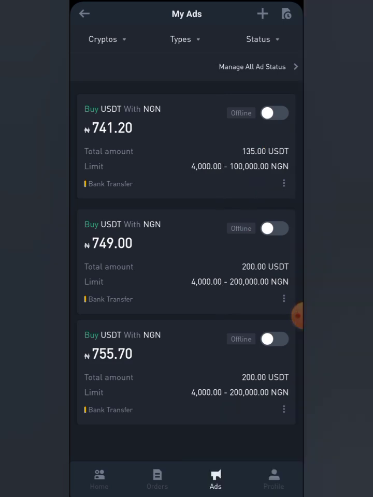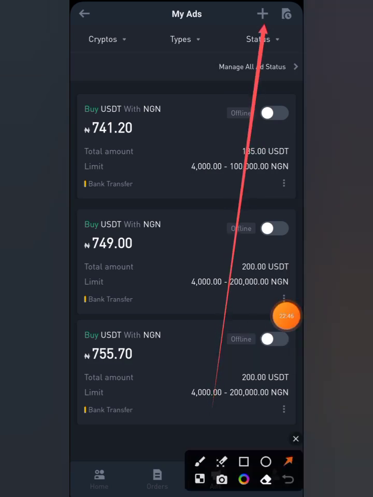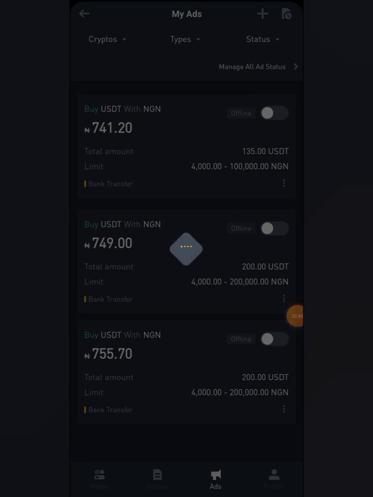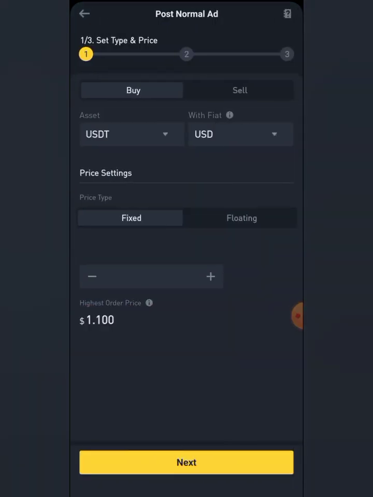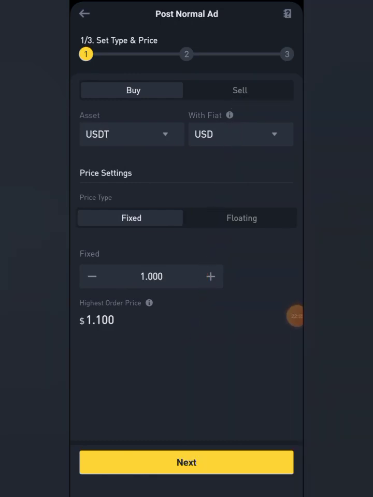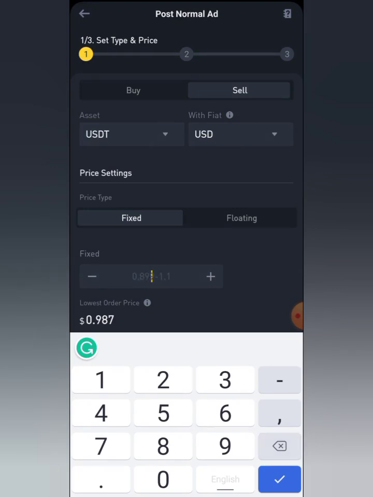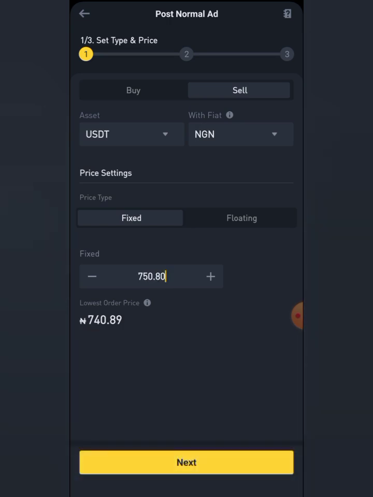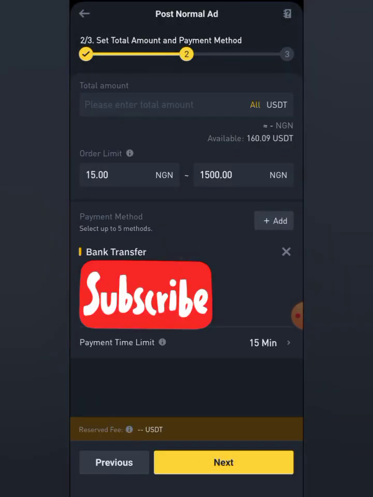So after you must have bought, the same way you come back to this button again and click on it. Once you click on it, you now change it. Remember, you have bought your USDT and it's in your spot wallet. Now you will go to sell because you want to sell. Once you click on sell, set up your amount and then continue. Let me put how much I'm selling. 750 points, let's say 80, and then we'll click on next.